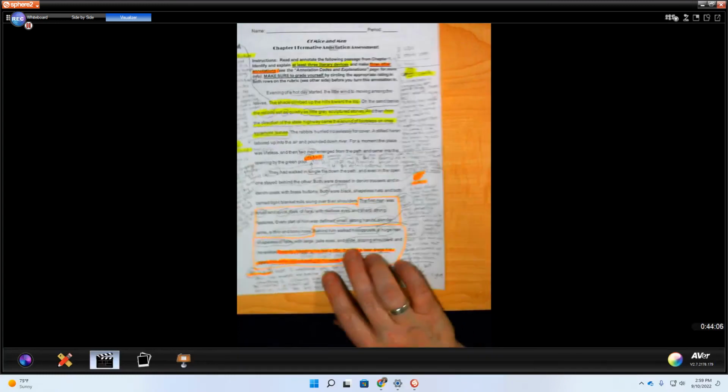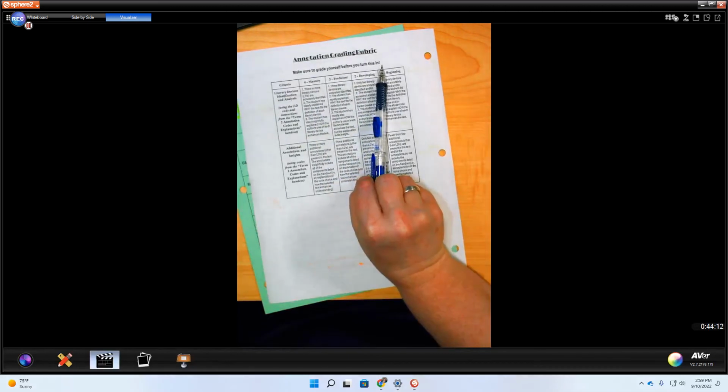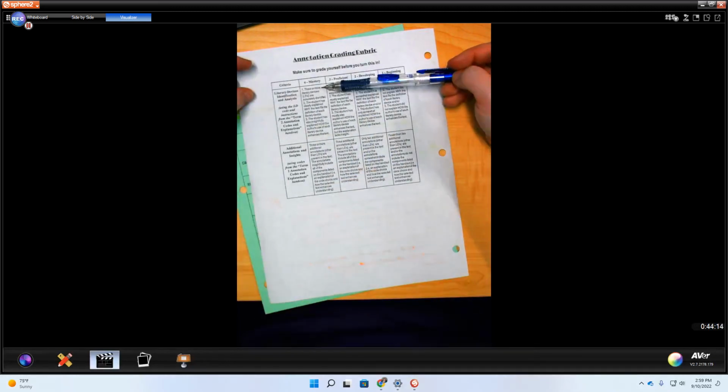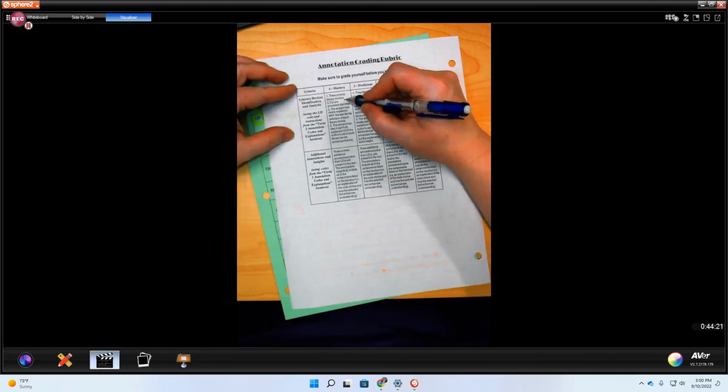So what we're looking at now is a completed annotation page, but we're not all the way done. So if I turn the page over, it says that I need to make sure to grade myself before I turn this in. So I'm going to go through this rubric and double check, how have I done? So do I have 3 or more literary devices that are accurately identified? I think I do.